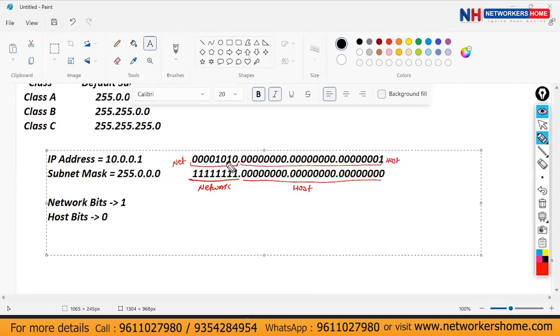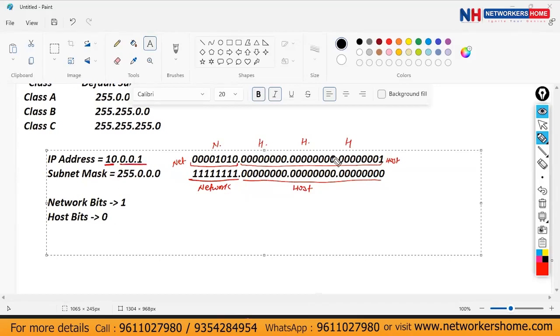You just need to compare your IP address with the subnet mask. The number of bits denoted by 1 in your subnet mask are your network bits, and the same number of bits in your IP address become your network. So can I say that the first octet belongs to the network? Yes, because the first octet in your subnet mask is completely 1. So this octet belongs to the network and the remaining 3 octets belong to the host. This part is the network and this part is the host.